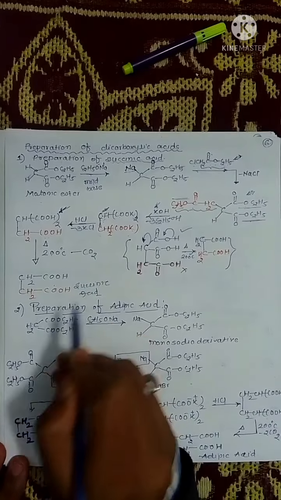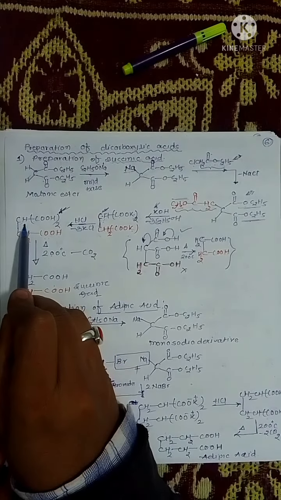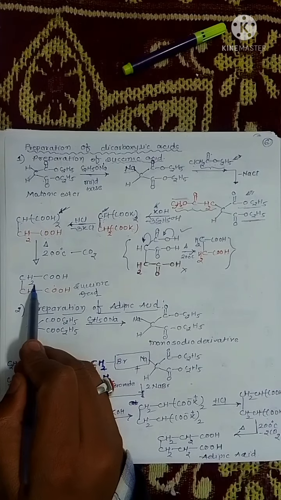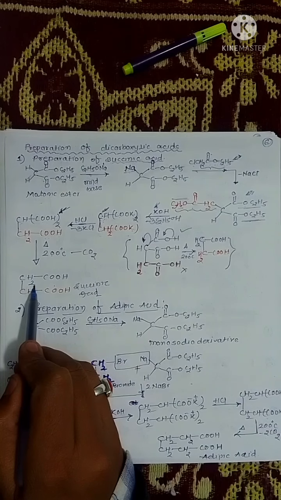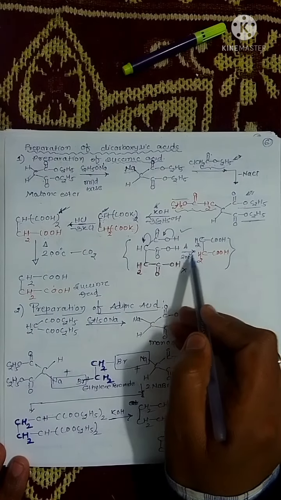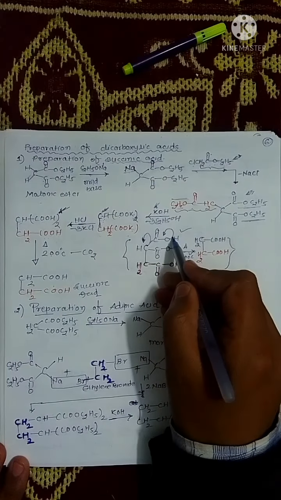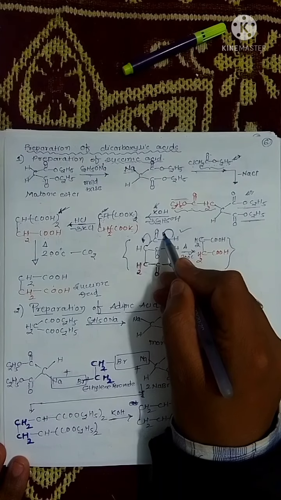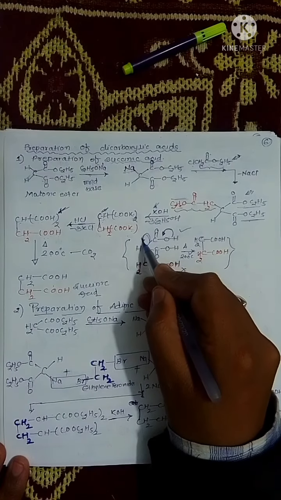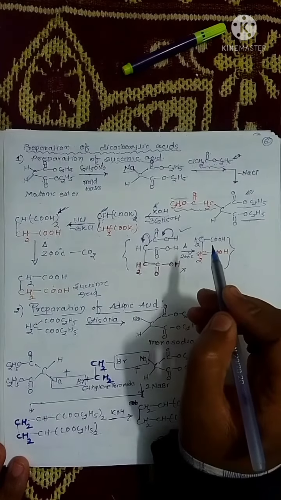The important thing here is that this carbon in this compound has 1 hydrogen, but after decarboxylation it comes with 2 hydrogen. How does it happen? Just see here, when we heat this compound, one of the carboxylic groups gets decarboxylated, this bond shifts here, because of that this bond shifts here and CO2 goes out, and this hydrogen comes here.